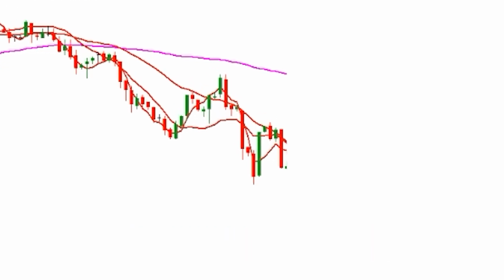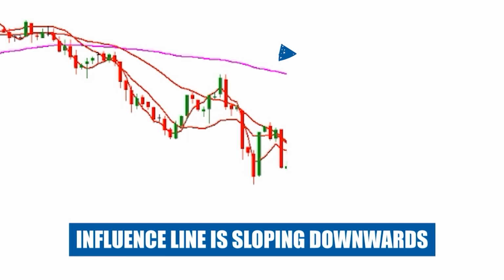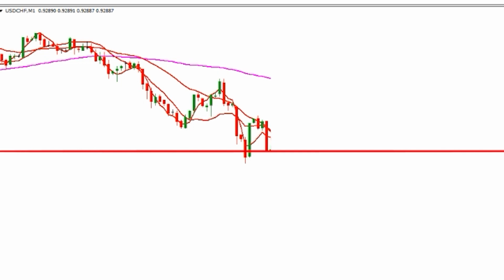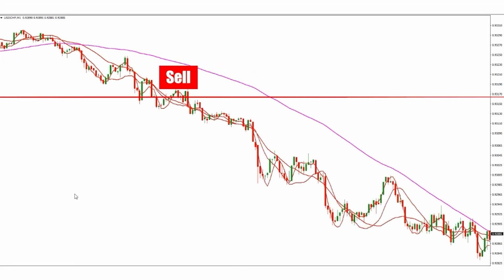And finally, we need to make sure that our influence line is sloping in the right direction. As you can see, it is sloping down. So we've identified the exact bar to enter from. We'll put in our sell order here, and as you can see, the market moved on down.